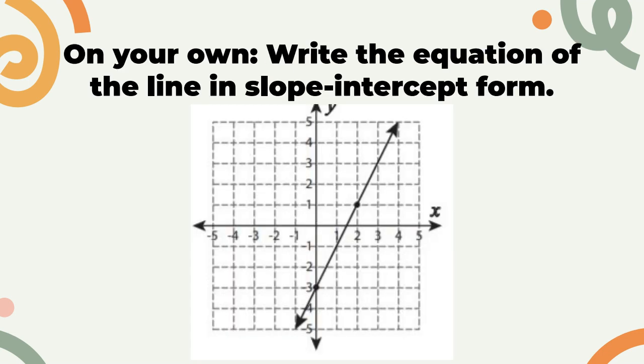And last but not least, on your own, write the equation of the line in slope-intercept form. Okay, so I need my slope. My slope is 1, 2, 3, 4, and 1, 2. So 4 over 2, which is going to equal 2. My y-intercept is -3. So the equation of my line is y equals 2x minus 3.